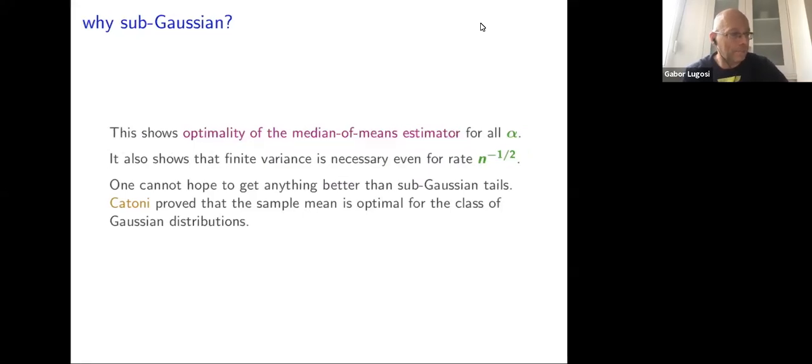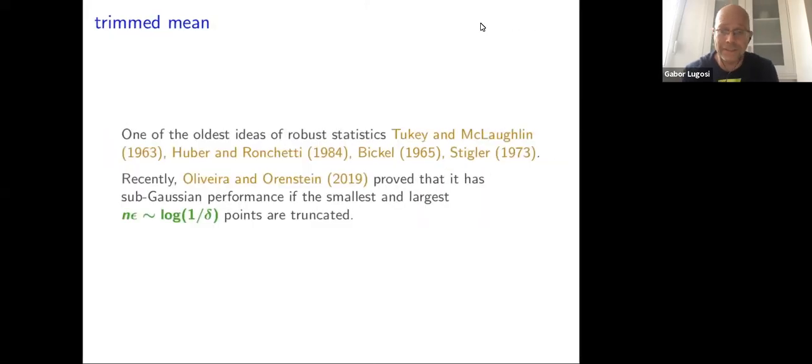All right. Now here's another very simple estimator, even older than the median of means estimator: the so-called trimmed mean. This is what all practitioners have been using. If a statistician worries about outliers, and heavy tails of course produce outliers, then what every practitioner does is just discard the outliers. You say those are meaningless measurements. So you trim the n epsilon smallest and the n epsilon largest points, and take the empirical average of the rest. That's the trimmed mean estimator. It goes way back to the classical era of robust statistics.